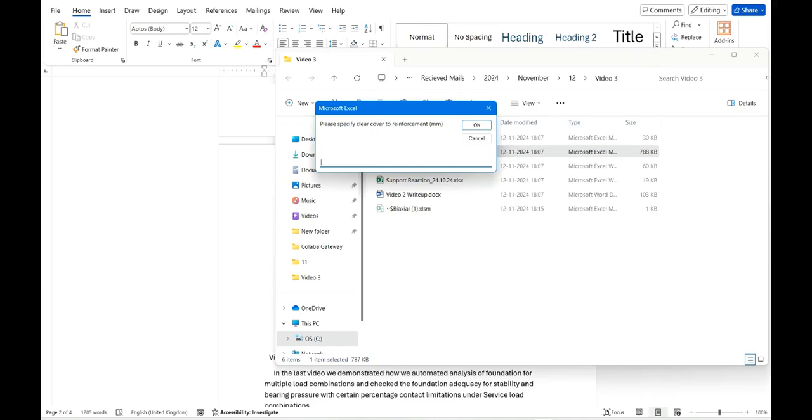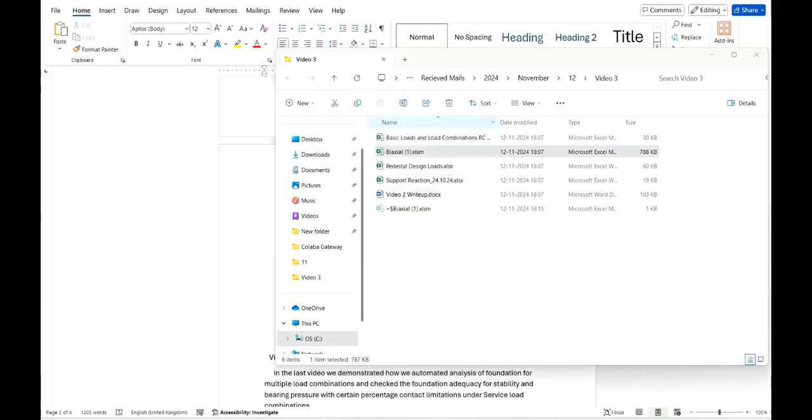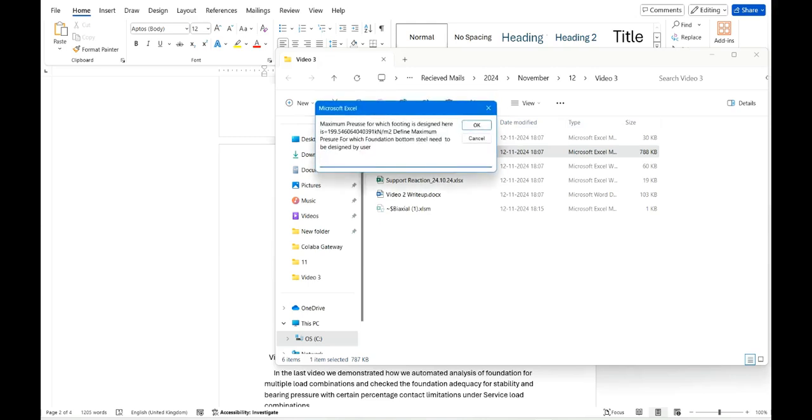Okay. Now, since the program has completed the iteration, let's put cover to reinforcement as 40 mm. Then we put diameter of member 20 mm. Then let's say we design the footing for maximum pressure of 300 kilonewton per meter square, right?